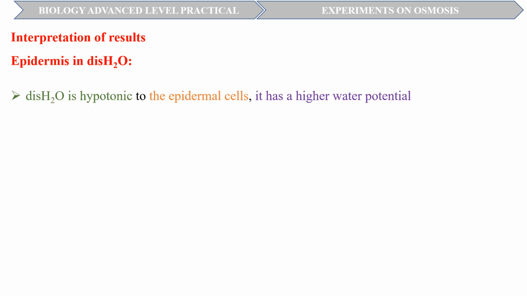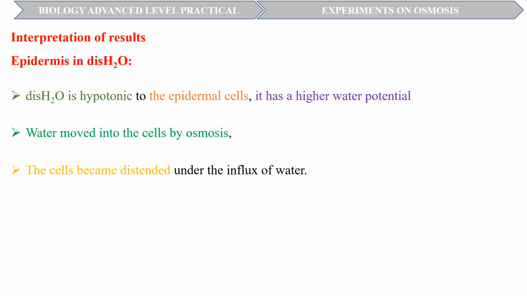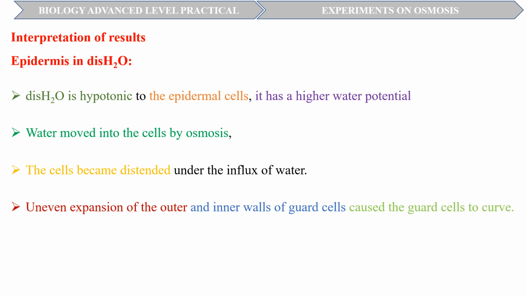As interpretation of the results, we have the following. For the epidermis in distilled water, we can say distilled water is hypotonic to the epidermal cells. That is, it has a higher water potential. Water thus moved into the cells by osmosis. The cells became distended under the influx of water. The expansion of the outer and inner walls of guard cells caused them to curve, and the curved guard cells caused the stomata to open widely.